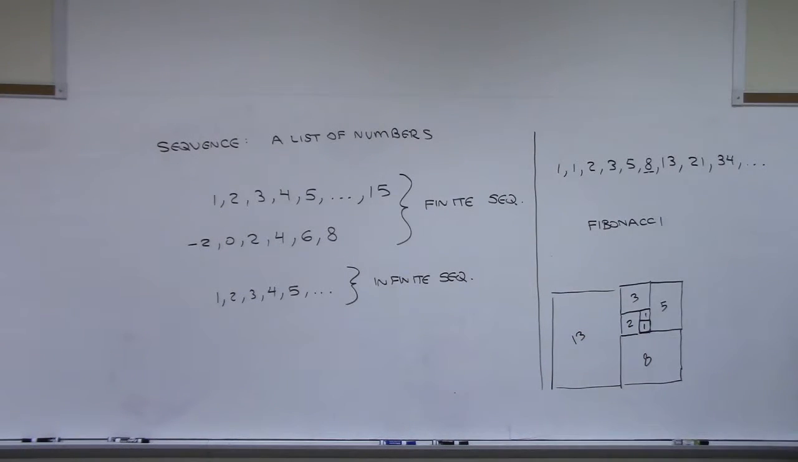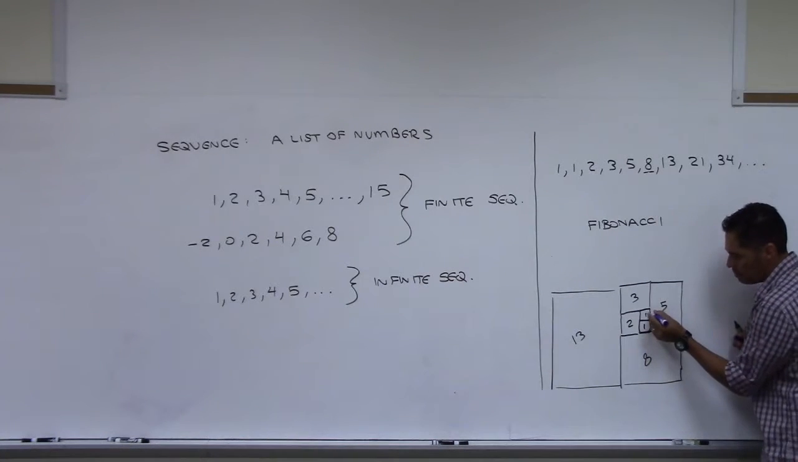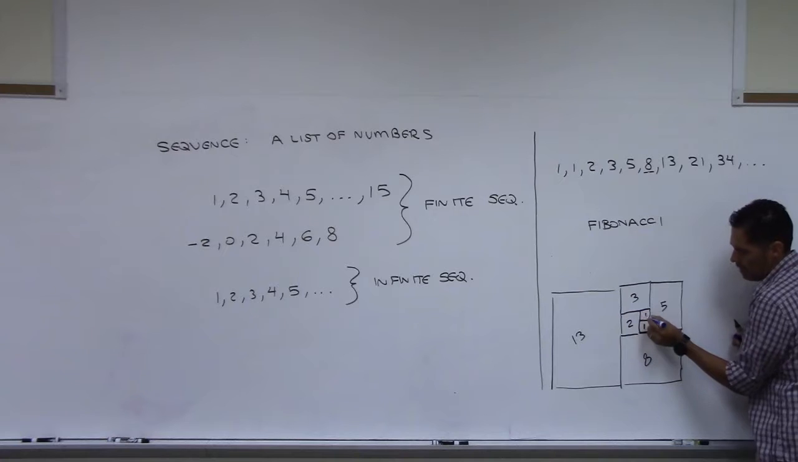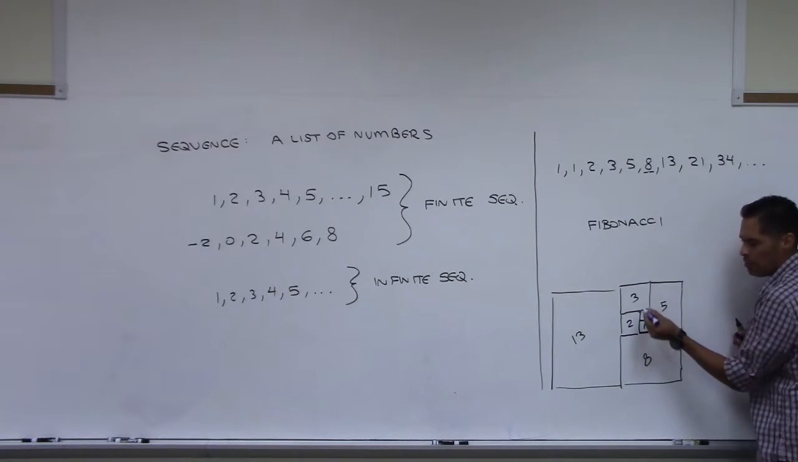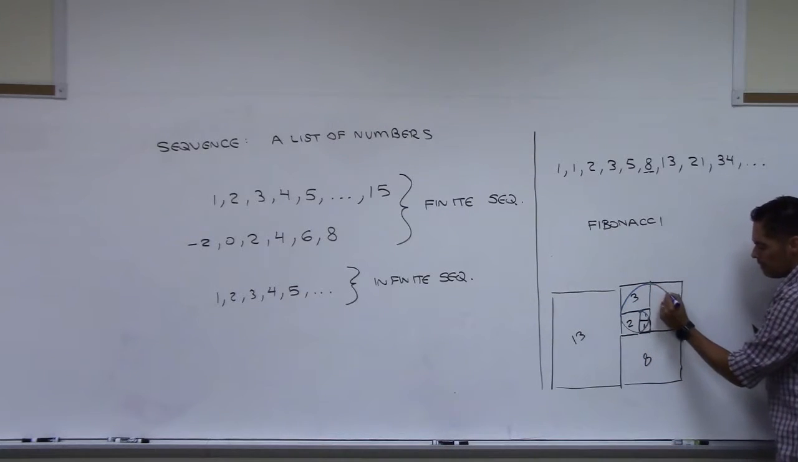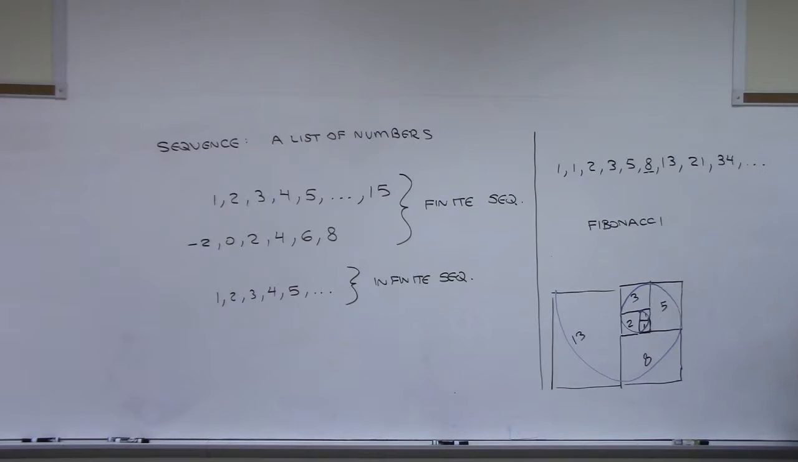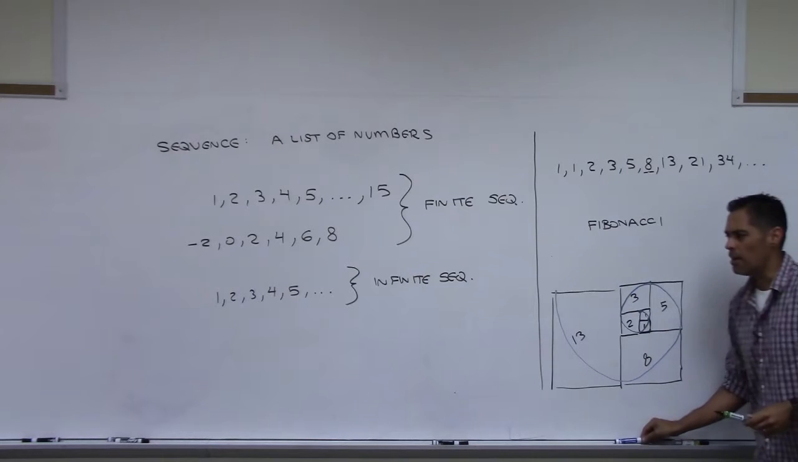Okay, so now if I start at the very first one I drew, actually I'm going to start this one right here. If I connect this corner to this corner with a curve and continue that pattern, crossing each box with a curve, then I get what is called the golden spiral, which is found in nature in many different places. Can't quite understand why.